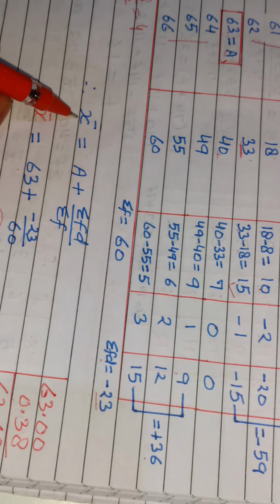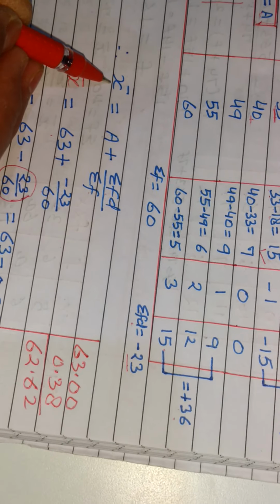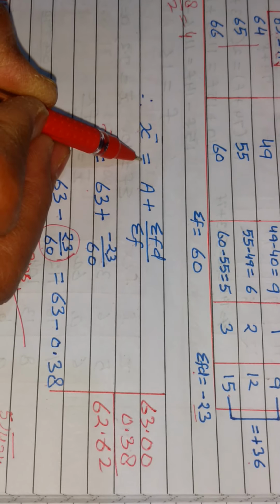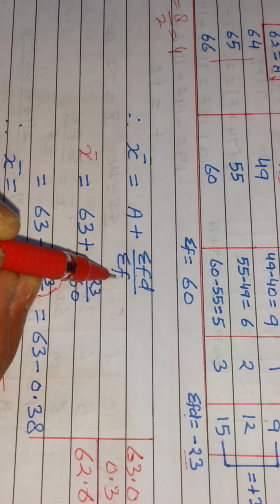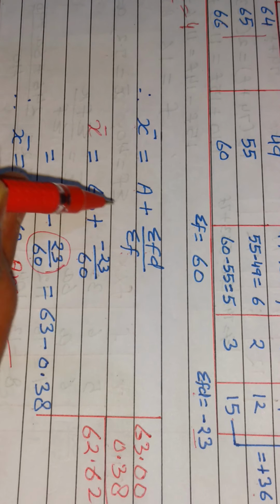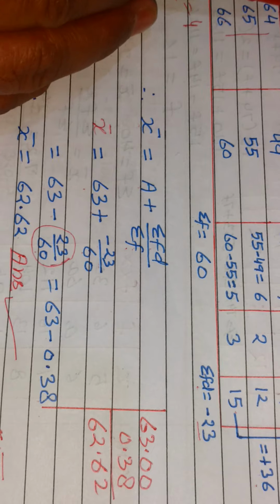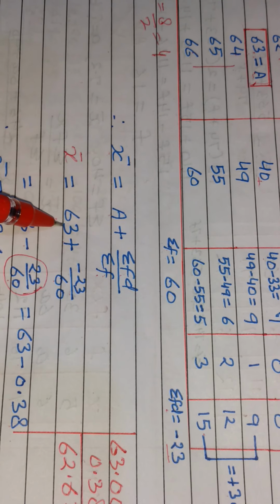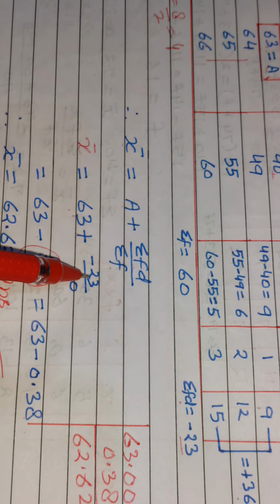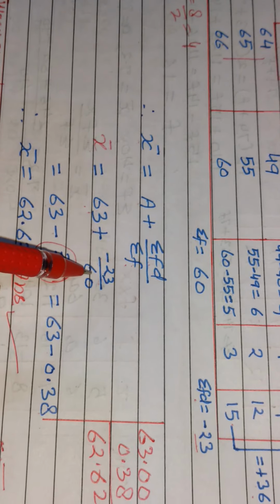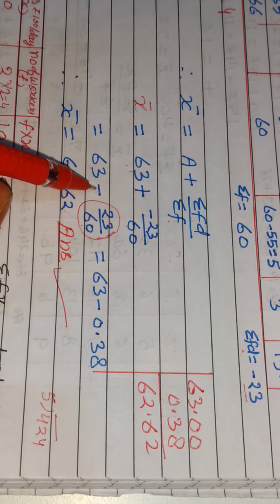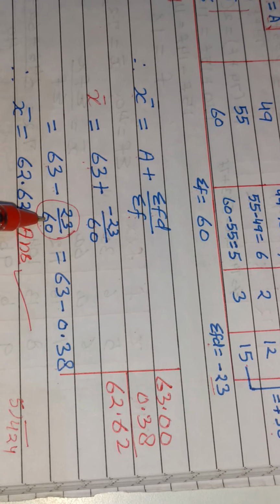So for finding the mean in this deviation method, the formula for mean is this: x bar equals a plus sigma fd upon sigma f. So then we put these values in the formula. X bar equals a, we have got here 63, so we put this value 63 here, plus sigma fd value we got, minus 23, upon sigma f, 60. Then we solve them. So 63 plus minus 23 upon 60.